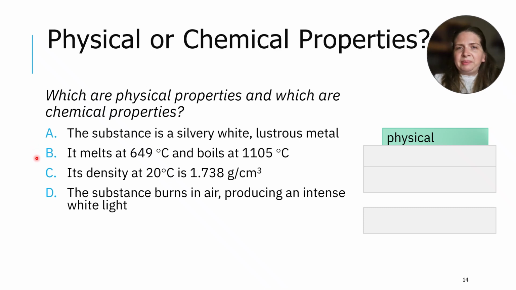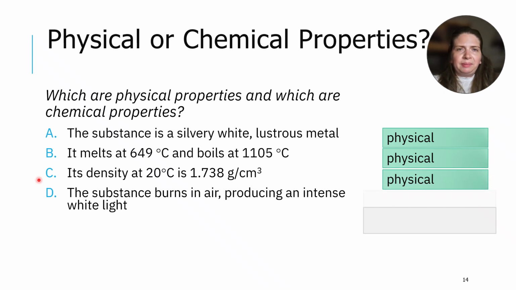The second statement says it melts at 649 degrees Celsius and boils at 1105 degrees Celsius. This is also a physical property because states of matter and the temperatures in which phase changes occur are physical properties. The third statement says the density at 20 degrees Celsius is 1.738 grams per centimeter cubed. Density is also a physical property.